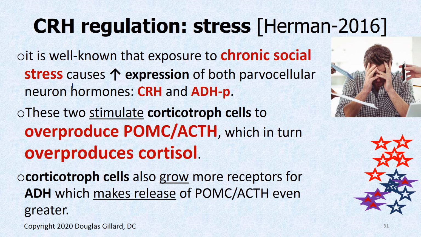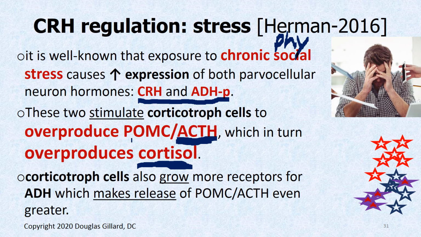So chronic social stress, it doesn't have to be social either. It can be physical. It could be a broken femur. It could be other types of stress. But it increases the release of both. It overstimulates parvocellular neurons to do their thing, which is to release CRH and ADH-p. And of course, those two will overstimulate corticotroph cells and release too much, causing the overproduction of ACTH, which will go down, bind to the zona fasciculata cells, and overproduce cortisol. And that's the problem with this thing.